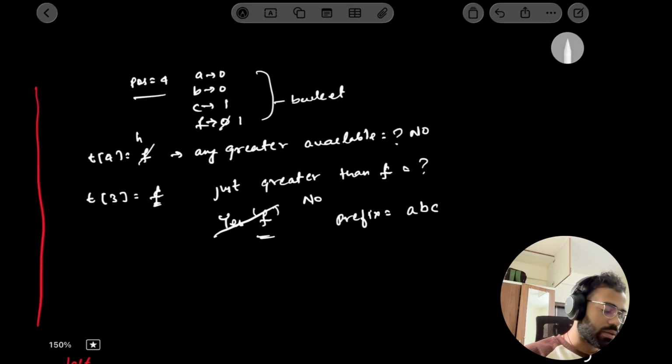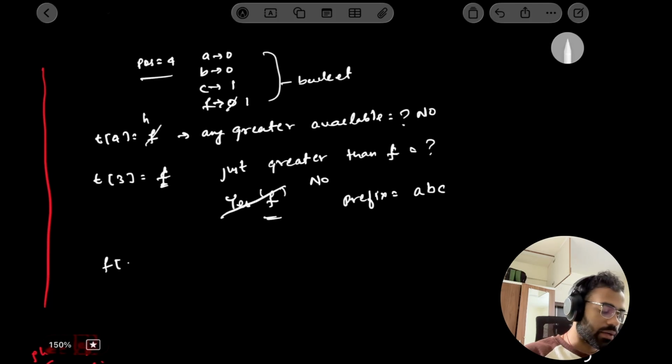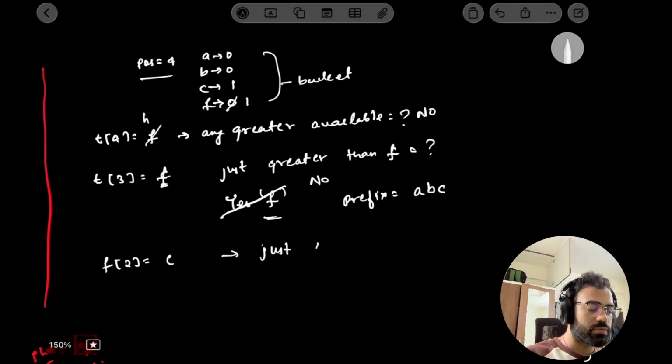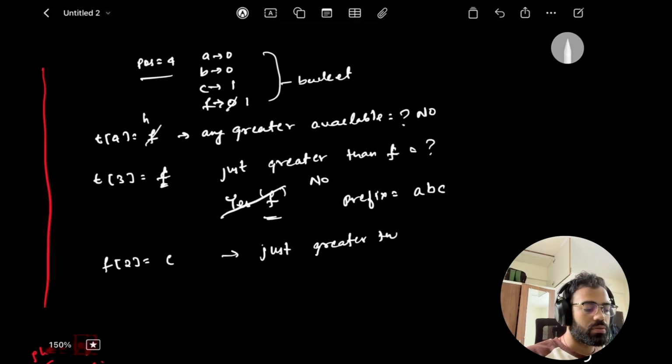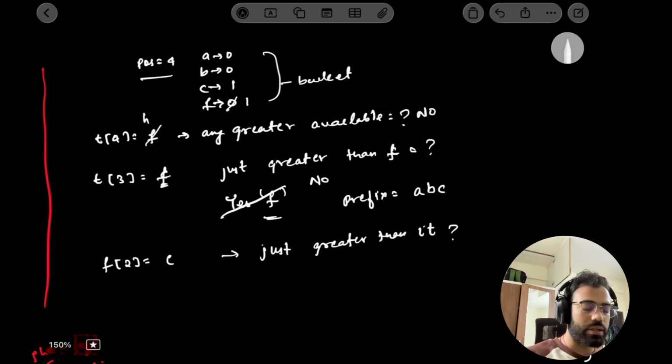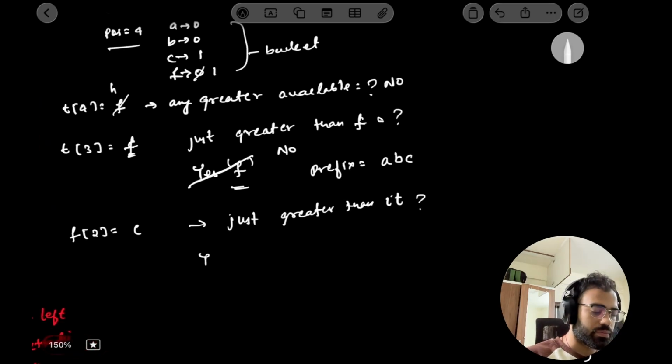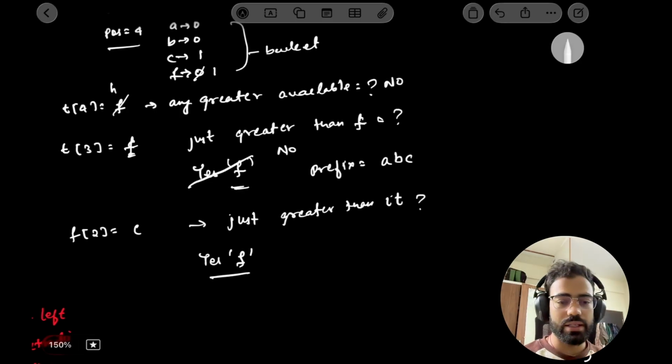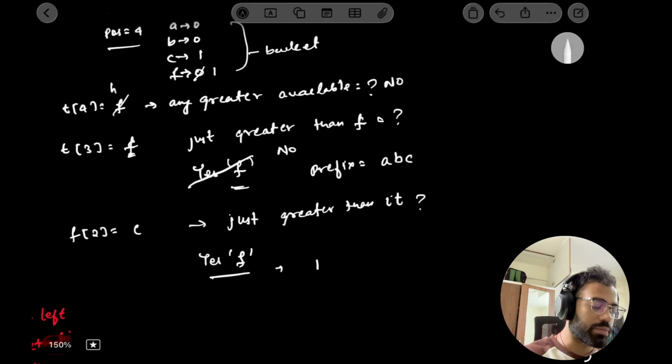Now the next is we return this back and we come to T of 2 equals to what? C now. If it's C, is there any just greater than it? Yes. And what it is? F. The same step above, where I missed this index. So is there anything that is just greater? We found F. So that means our prefix is now A, B.